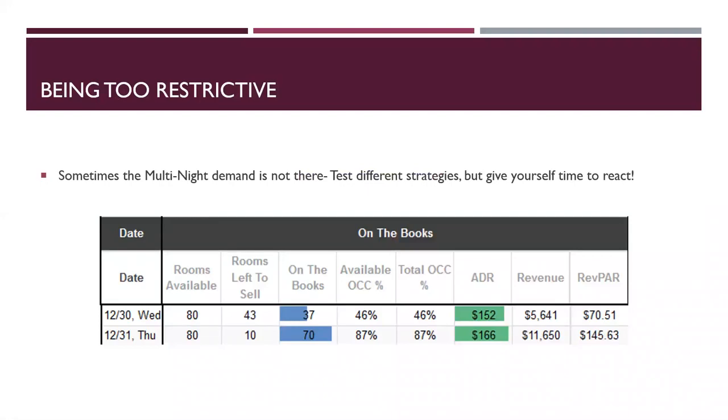The first one is being too restrictive. The bullet point that I have here is sometimes the multi-night demand is not there. So be sure to test different strategies, but also give yourself time to react.